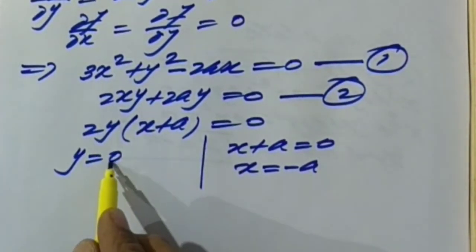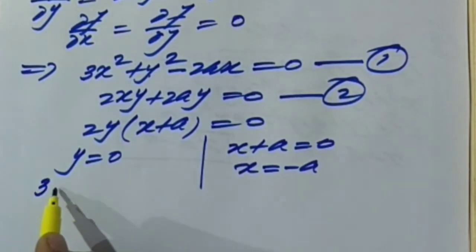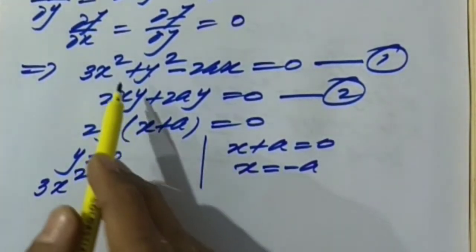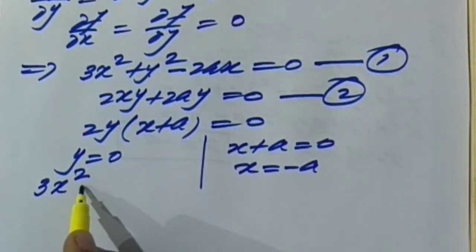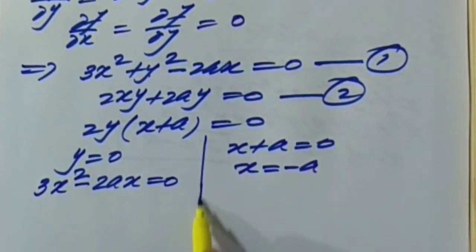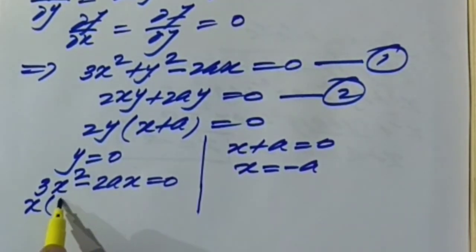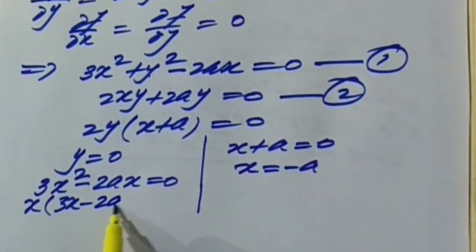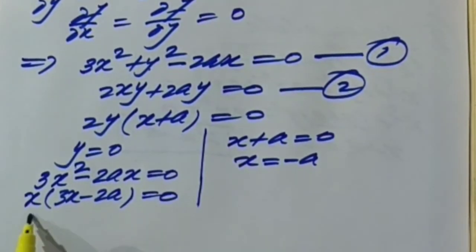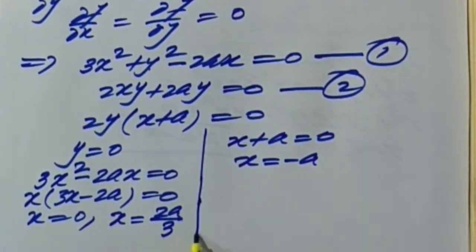Now if y is equal to 0, putting in equation number 1, we get 3x square minus 2ax is equal to 0, or taking x common out of these two terms, we get x times (3x minus 2a) inside the bracket, and here we get x is equal to 0 or x is equal to 2a upon 3.